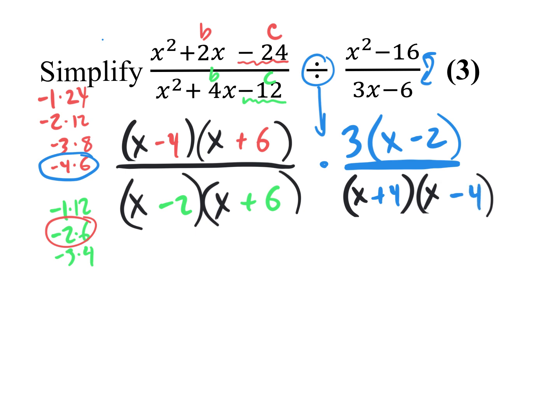So now that we've factored, now we do have a bunch of multiplication. Multiplication up there, multiplication down there, multiplication right here, multiplication right there. We can now cancel things out that are identical up on top and on the bottom. So the x minus 4 cancels with the x minus 4. This x plus 6 cancels with the x plus 6.